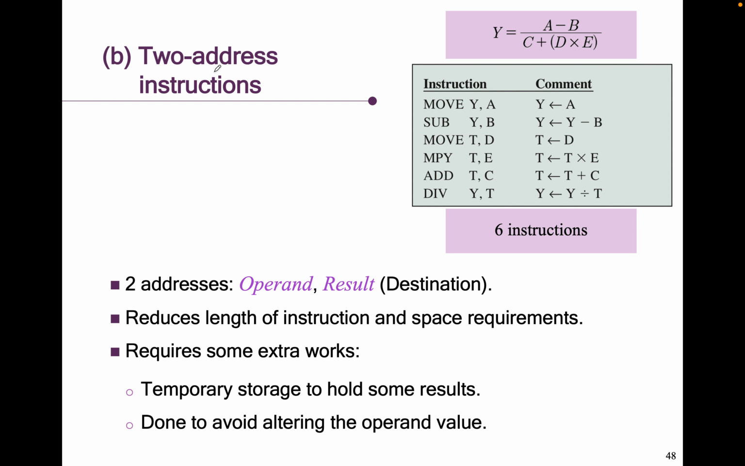Okay, this is the 2 addresses instruction. You're going to have destination and source only. One source, which is your operand, and another one is the result, which is the destination. A, you're going to put into your y. Then you're going to do the sub there, with the destination y. From y, you're going to divide by your b. And you can try to do all of these.